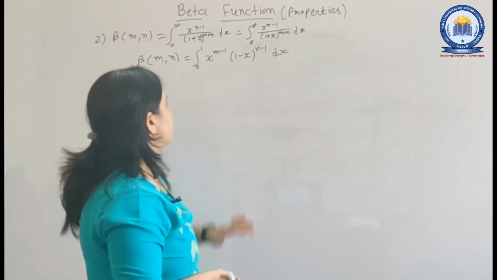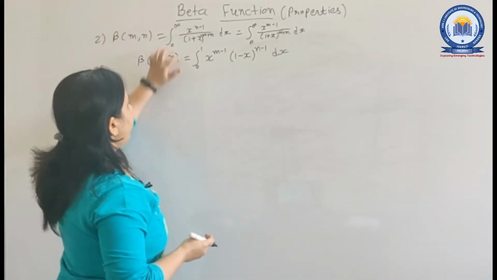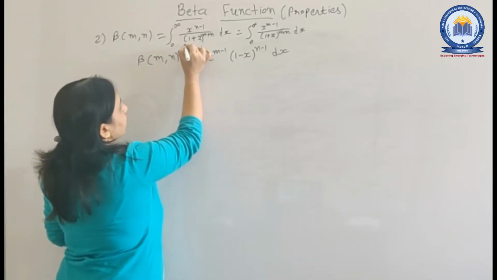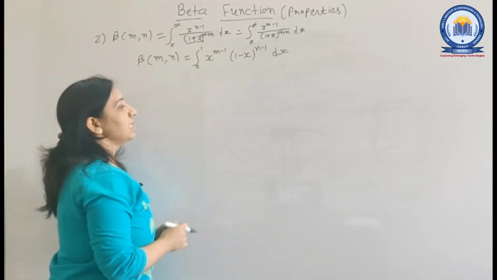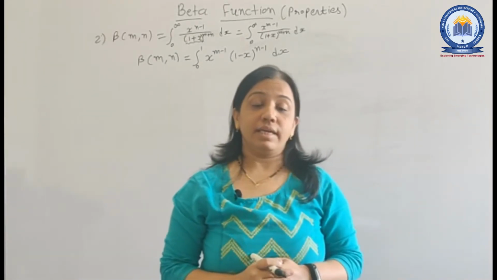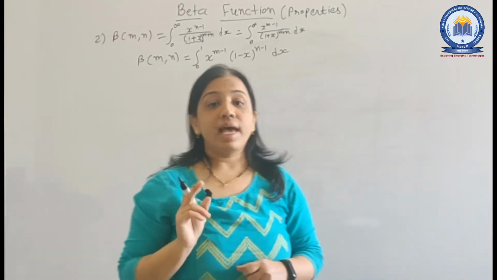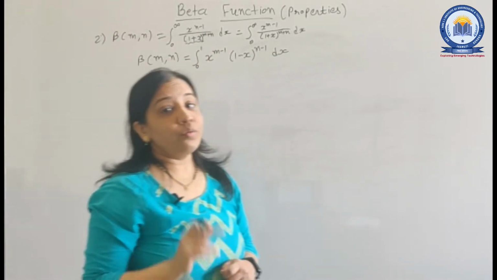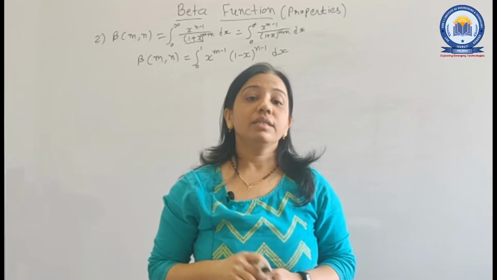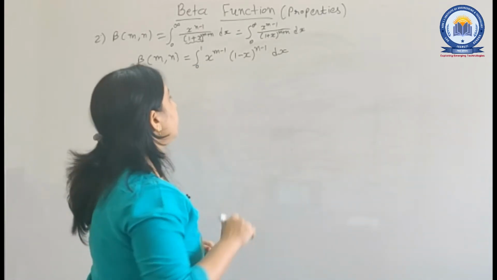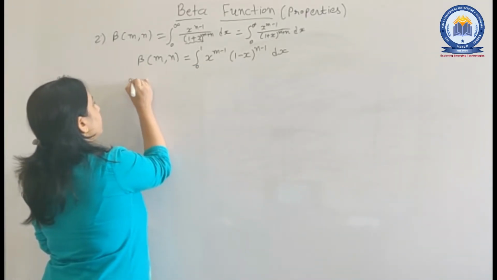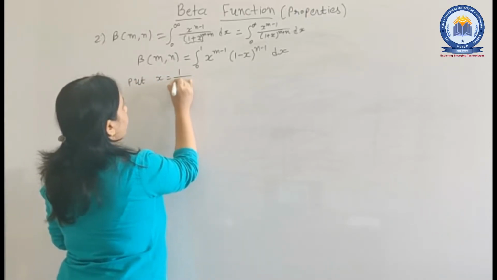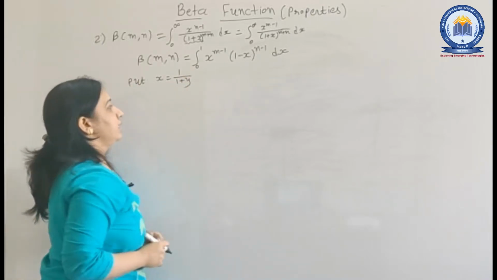Now see the result we want: x raised to n minus 1 upon, we want this in the denominator, (1 plus x) raised to m plus n. So that means we have to do a replacement. Instead of x, we'll put something else. So assume we put x equal to 1 upon 1 plus y.